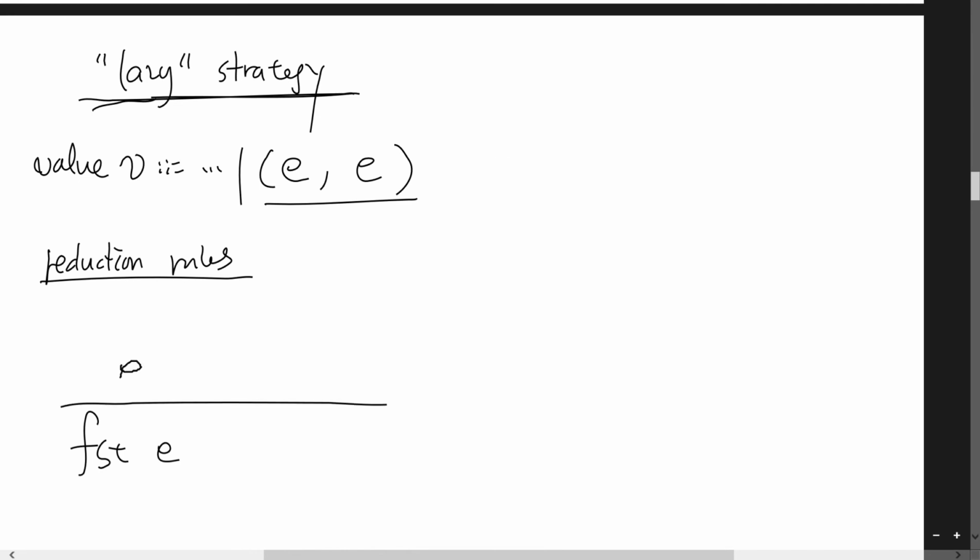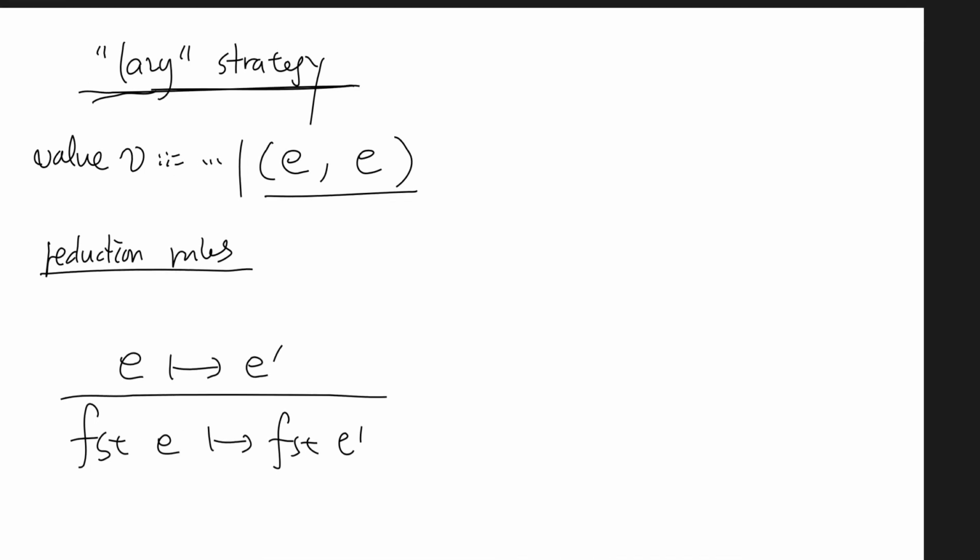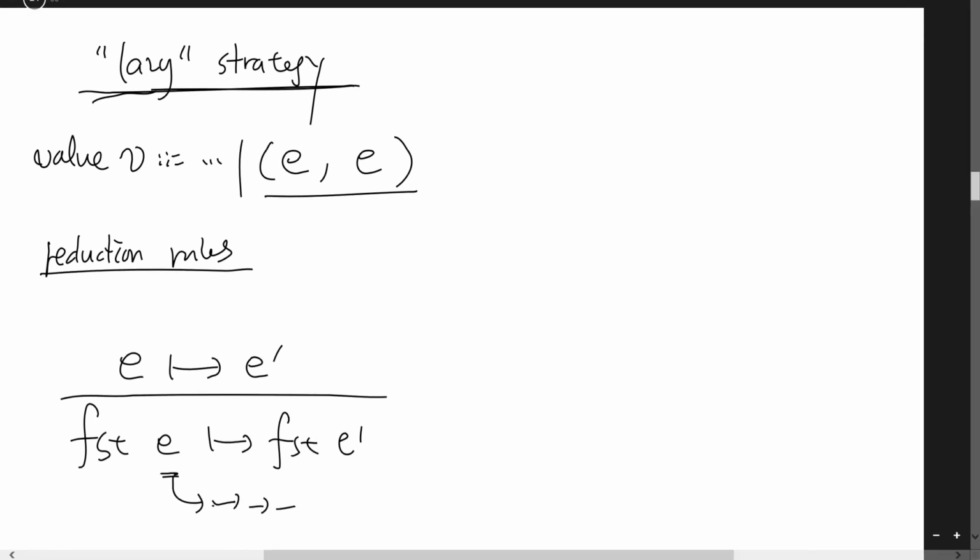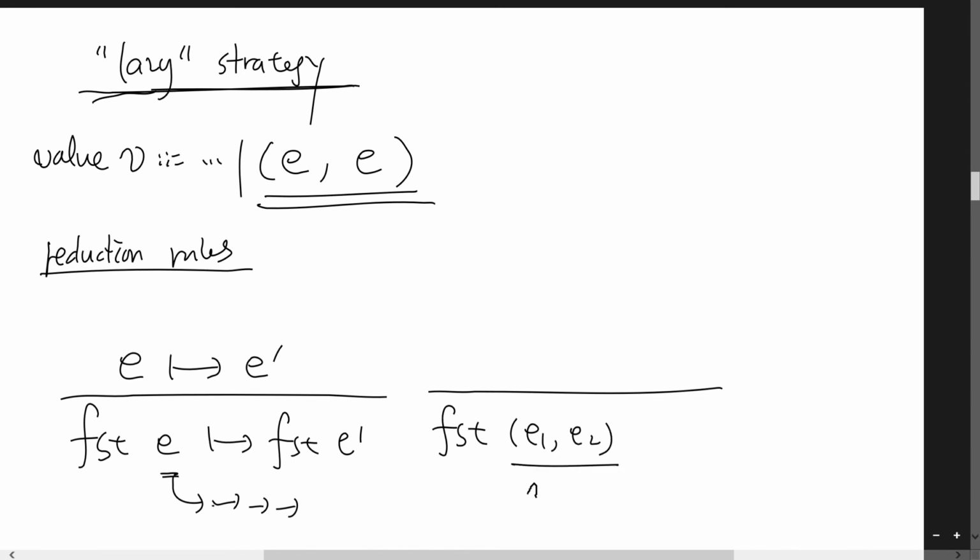So in general, we should be able to further reduce this expression E. So if E reduces to E prime, then first E reduces to first E prime. And if everything goes okay, this expression E will produce a value of this form. So eventually we will have something like E1, E2. So this is actually a value under this lazy strategy, at which point we simply extract the first component. And of course, the expression E1 is not going to be a value in general, so we should be able to further reduce it.